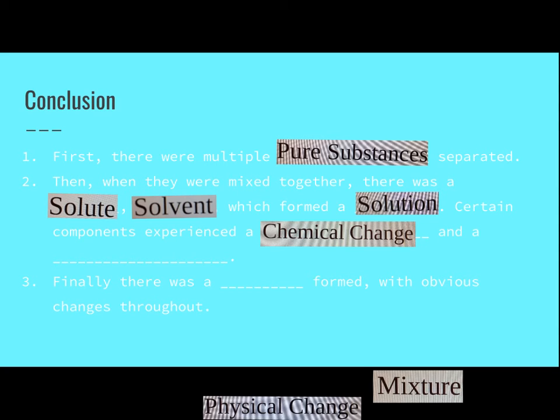Okay, finally there was a new mixture formed where the gas from the Alka-Seltzer tab blended in with the water. Hope you guys now know the science behind a lava lamp.